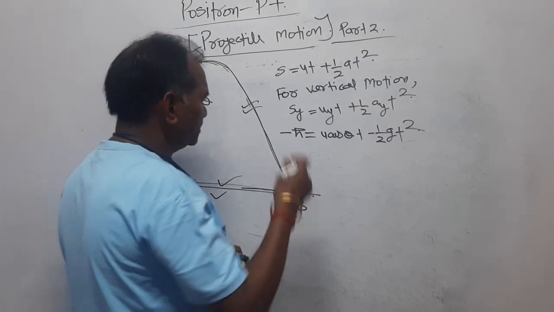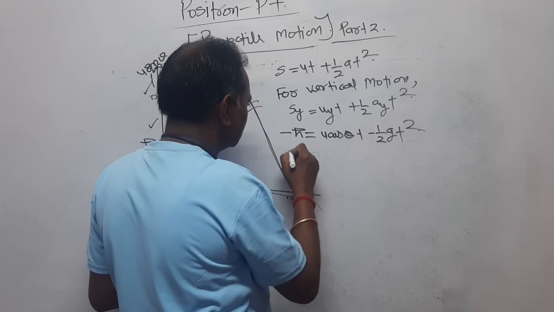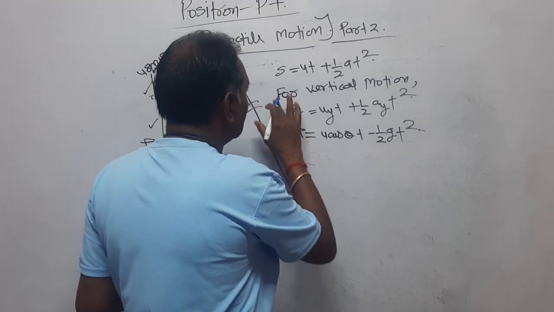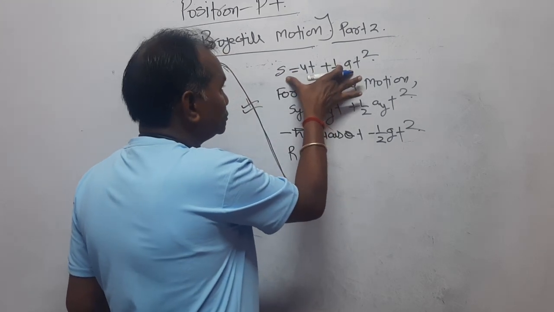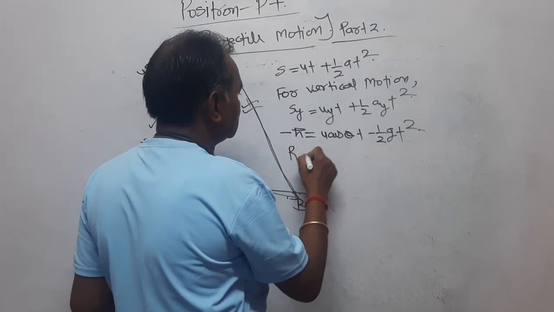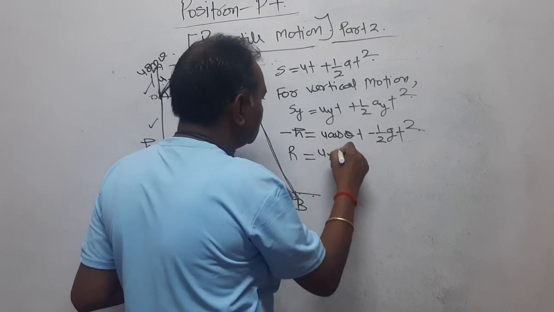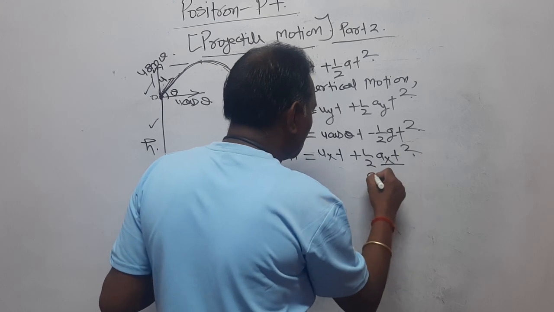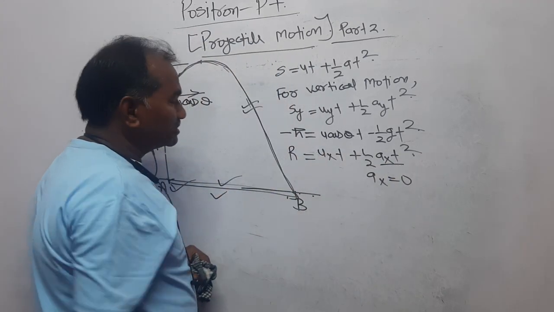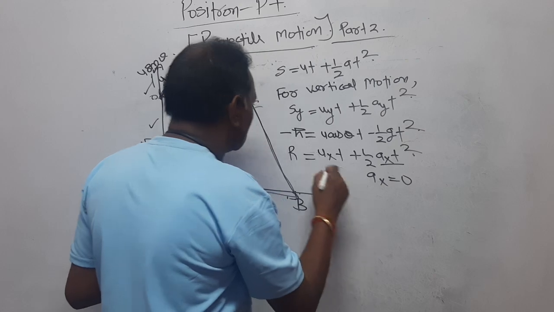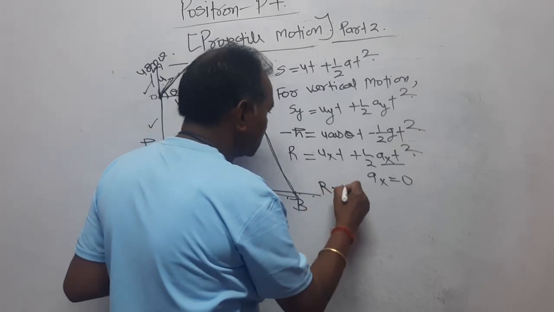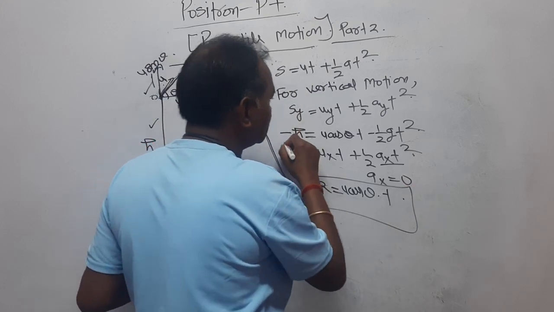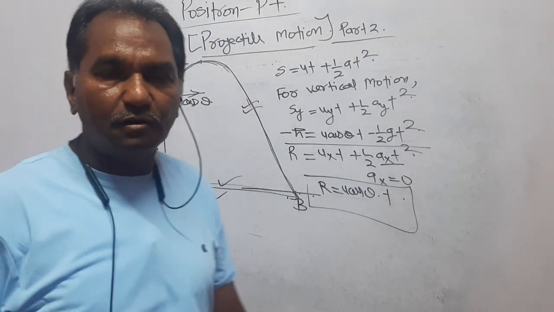Now look here. Range will be what? Consider its horizontal motion. This equation for the horizontal motion is ux t plus half ax t square. Ax is 0, there is no horizontal acceleration acting, so r is equal to ux, meaning u cos theta, into t, and t you will find from this very equation, and you can find the range.